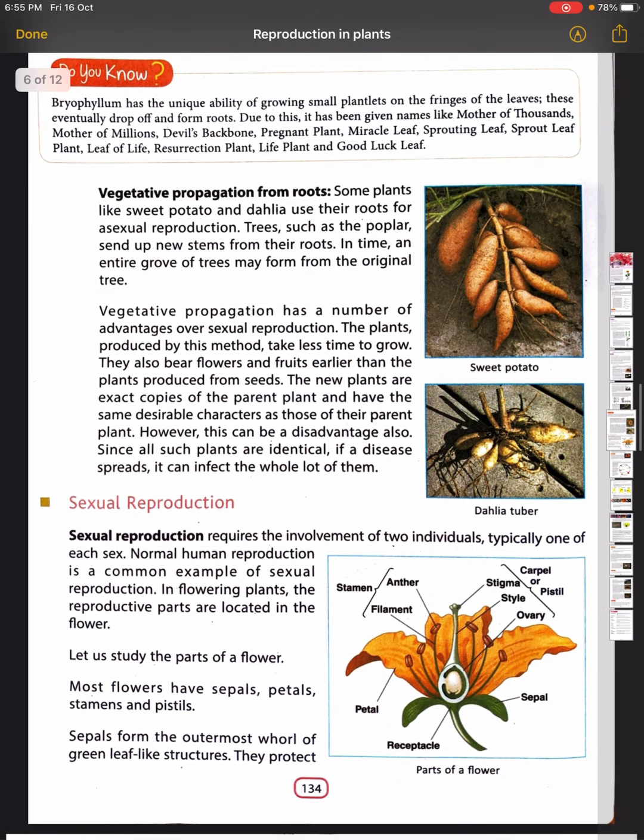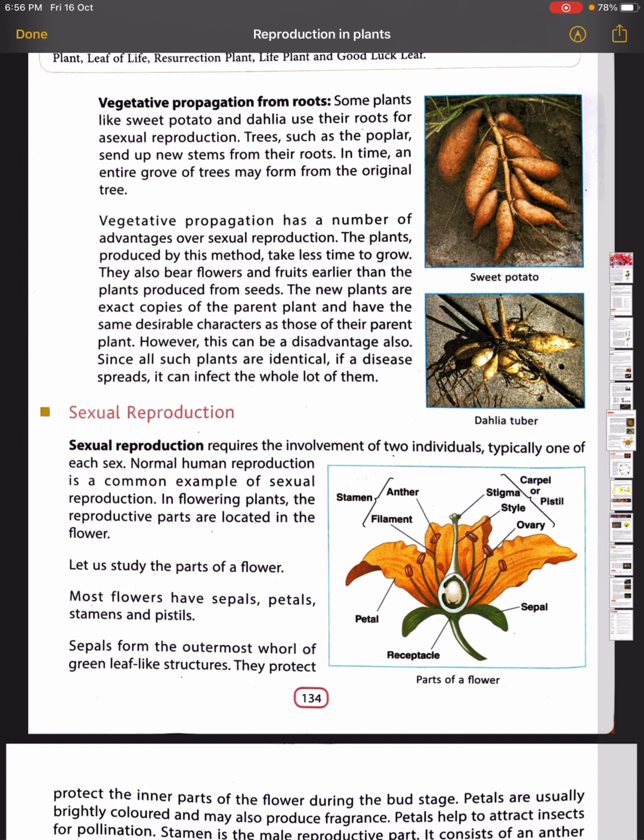Next, vegetative propagation from roots. Some plants like sweet potato and dahlia use their roots for asexual reproduction. Trees such as poplar send up new stems from their roots. In time, an entire grove of trees may form from the original tree.